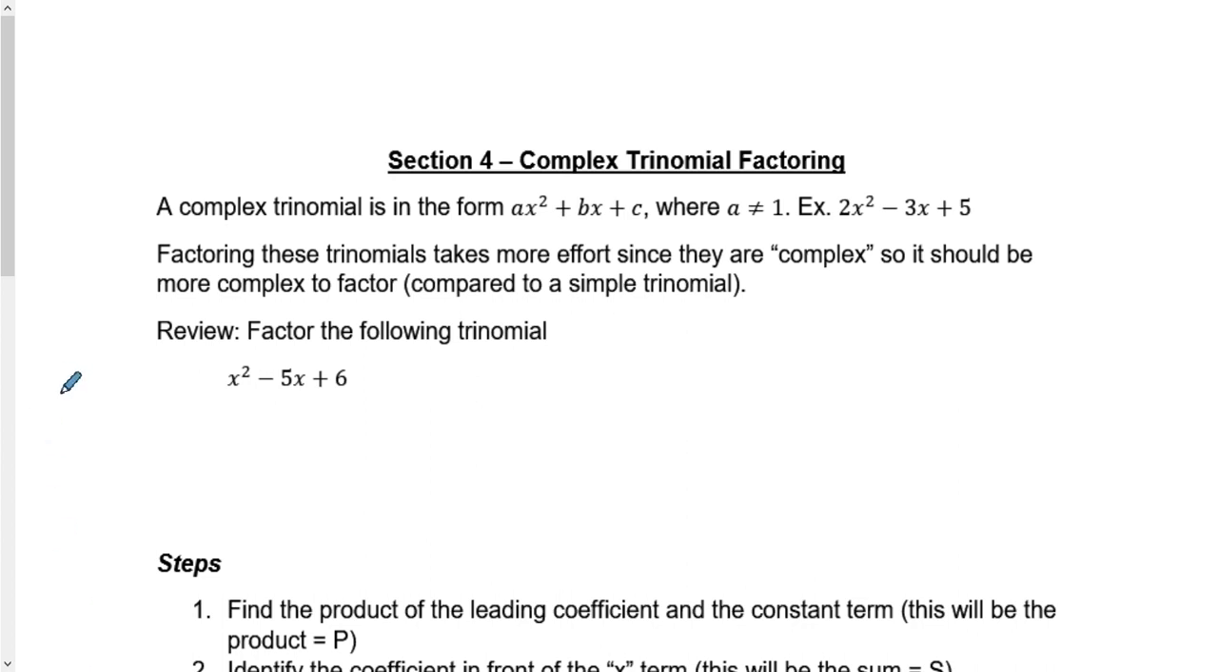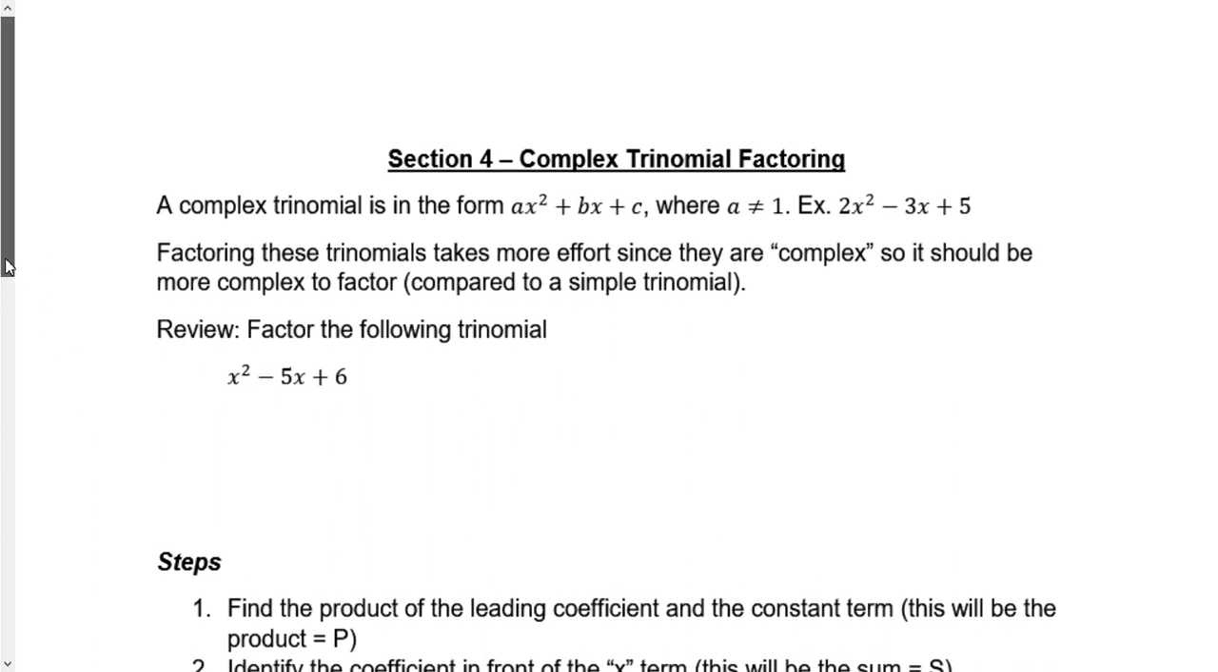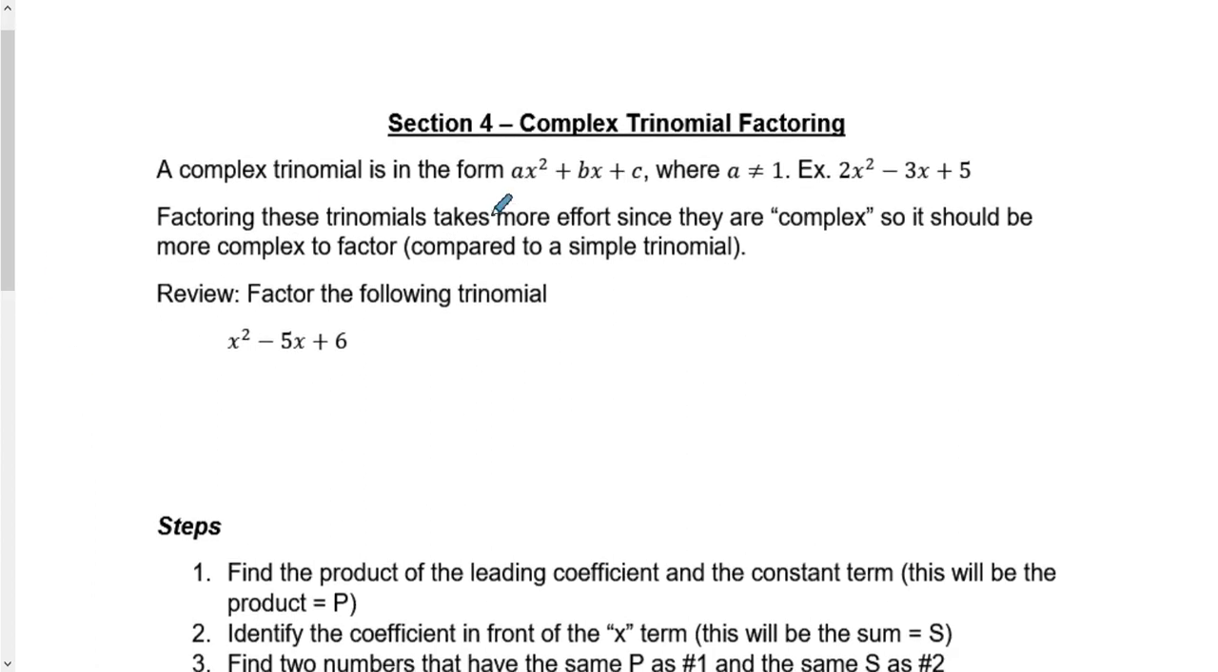A complex trinomial is quite a bit different than a simple trinomial, just in the way of factoring. The form is still the exact same thing. It's still an ax squared plus bx plus c, but the a does not equal 1. So for example, like 2x squared minus 3x plus 5.